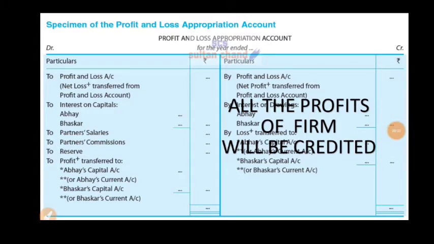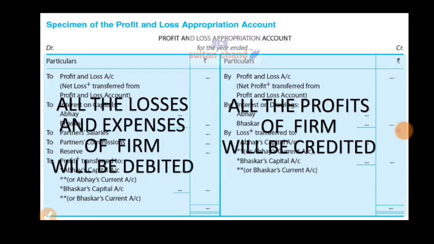First is the profit we are getting from profit and loss account, which will be transferred to the credit side of profit and loss appropriation account. Second, interest on drawing. It is also considered as profit of the firm. So these all things will be credited. On the other hand, in debit side, all the losses and expenses of the firm will be there.